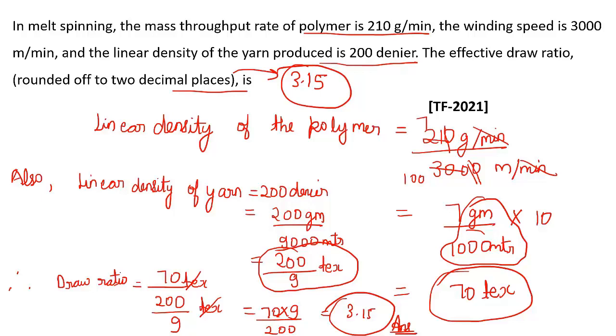What we have done in this question is we have found the linear density of the polymer, and the linear density of the yarn was already given. We just need to convert these to similar units and then divide. Draw ratio has no unit, and so the answer is linear density of the polymer upon linear density of the yarn. This is the effective draw ratio of the system. So we have found this answer. Now coming to the next question.